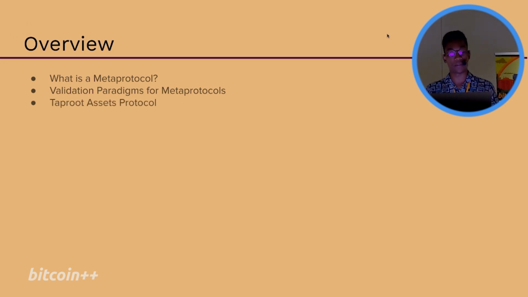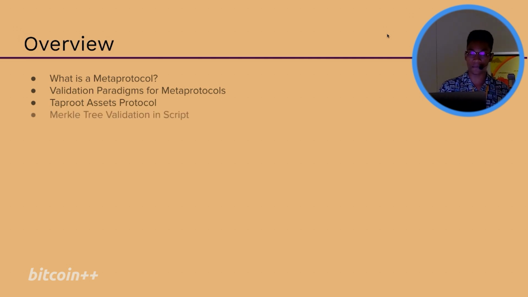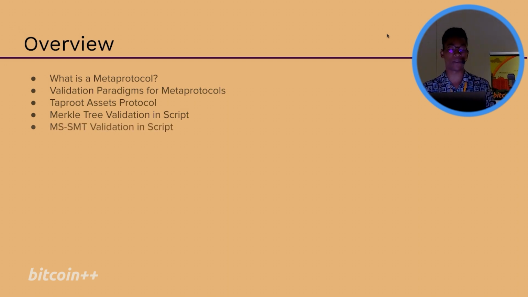We'll get into the one I work on, Taproot Assets Protocol, and we'll talk about Merkle tree validation. It's all about Merkle trees, as we're seeing throughout this conference. If you don't know about Merkle trees, definitely get up on it. We'll talk about a special Merkle tree that is used in Taproot Assets in order to validate the asset amounts fairly easily.